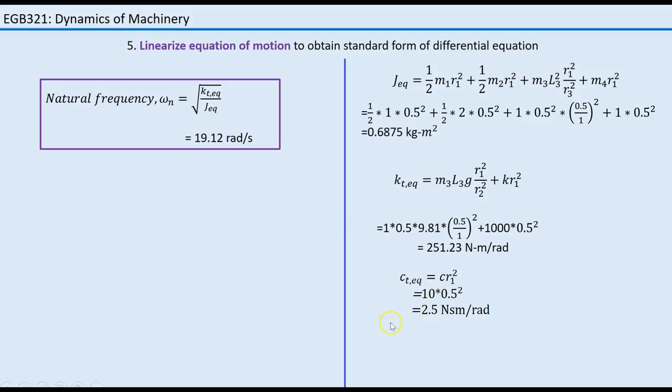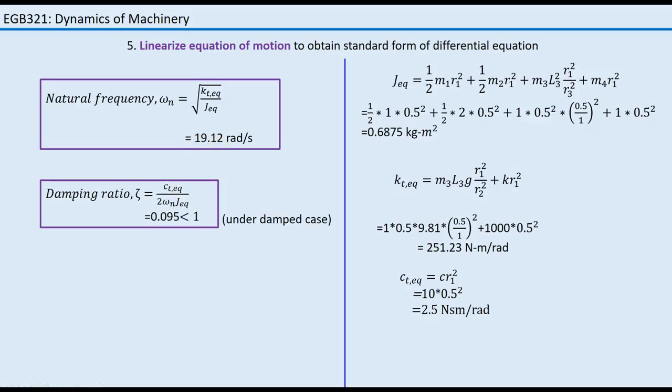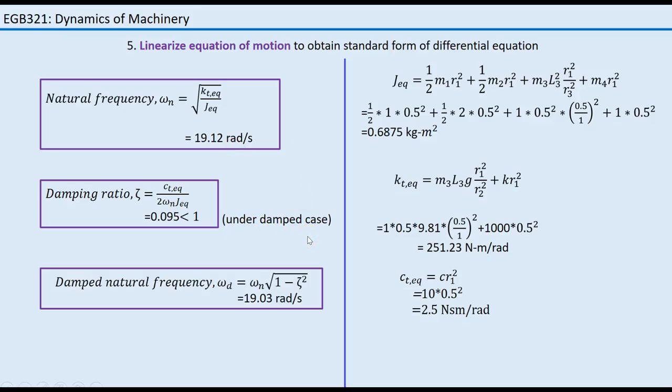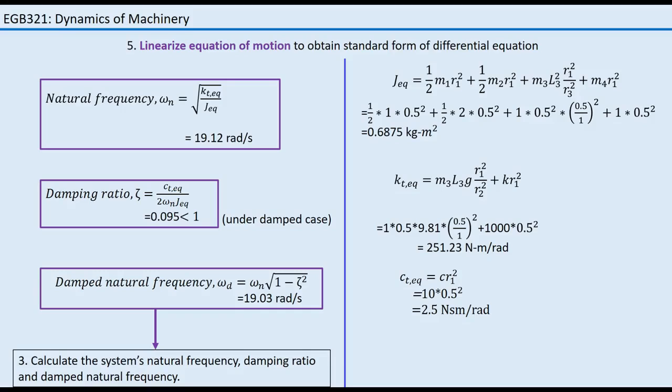So when we get these values, we can find the natural frequency of this system as 19.12 radian per second, and damping ratio as 0.095, which is less than 1. So we can consider this case an under damped case, and we can find the damped natural frequency as well, which is 19.09 radian per second, which is obviously less than the natural frequency. So this is our third answer, where we are asked to find natural frequency, damping ratio, and damped natural frequency.